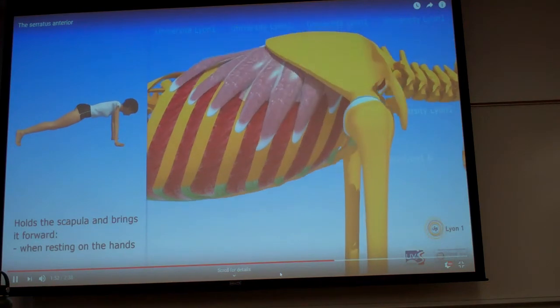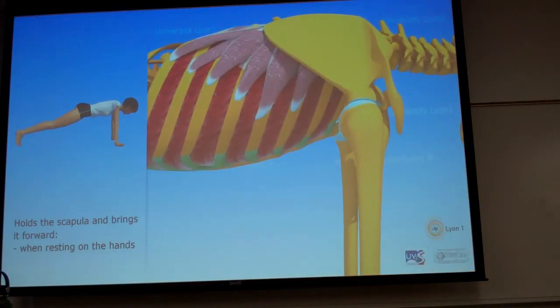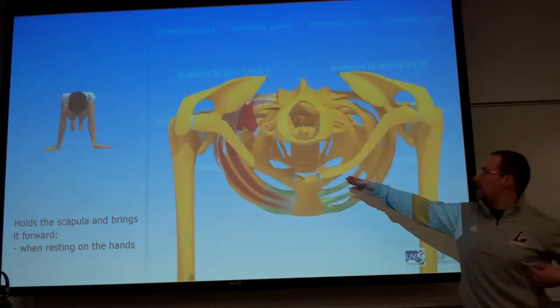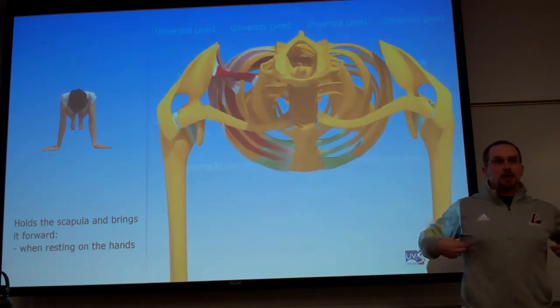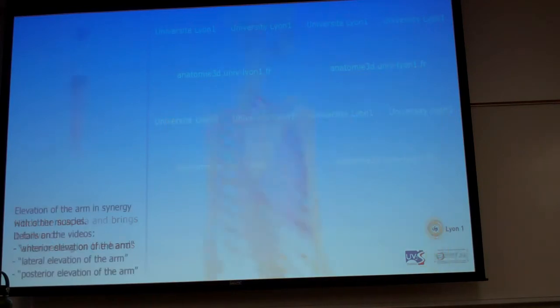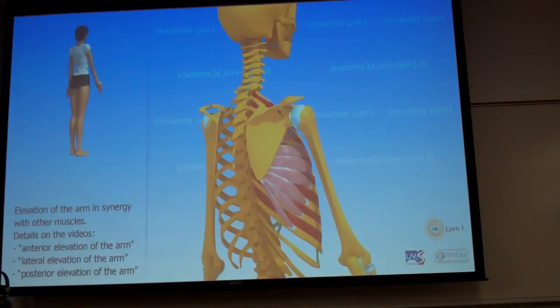If everybody's done push-ups and the next day they feel like their ribs here are kind of tender, that's because the serratus anterior originates down here. So that's the muscle that feels tender if you've done push-ups or bench press, something along those lines.